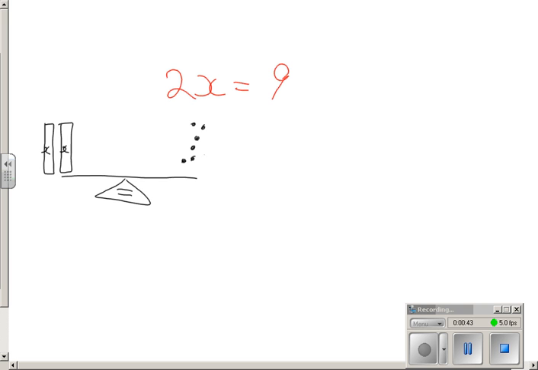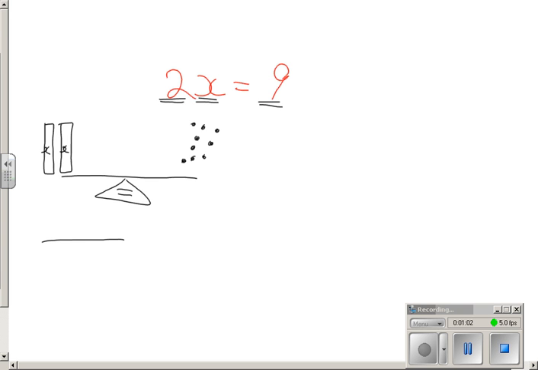So we have 1, 2, 3, 4, 5, 6, 7, 8, 9. So this is a way that we can model the idea of 2x equals 9. We don't know how many of those dots are in there, but we'll figure it out pretty soon. In this particular one, we have a coefficient of 2 and the variable x, and its equivalency is 9.